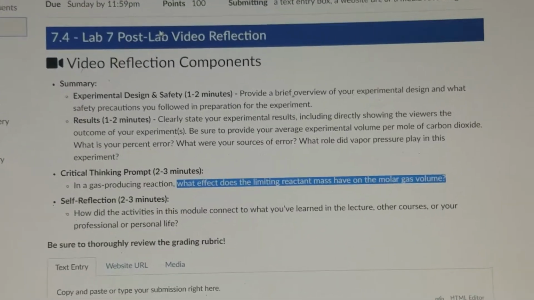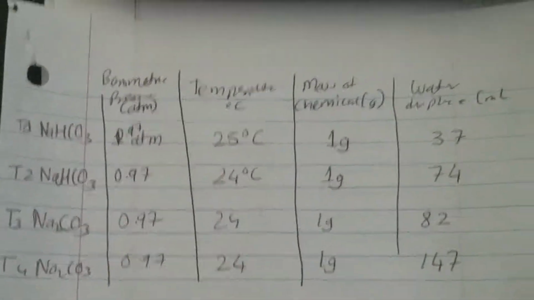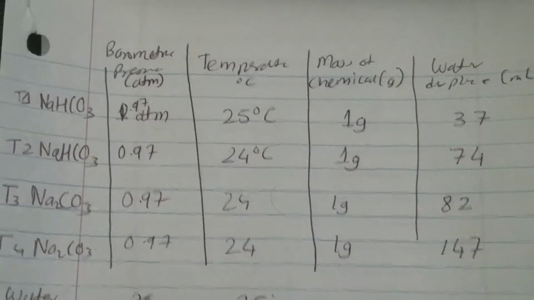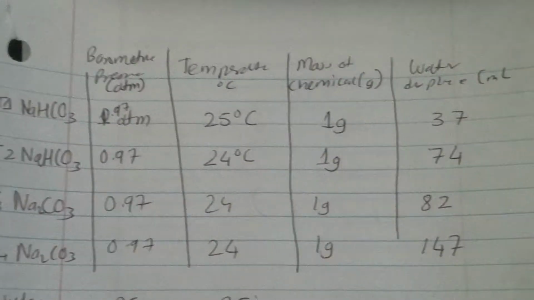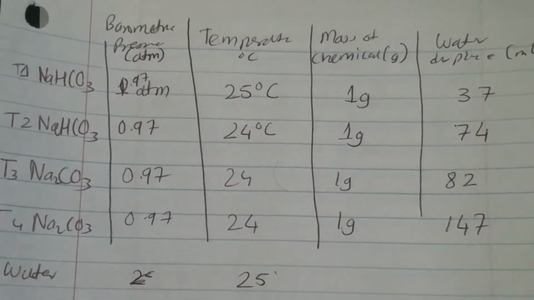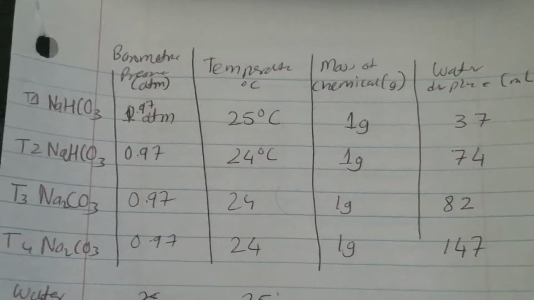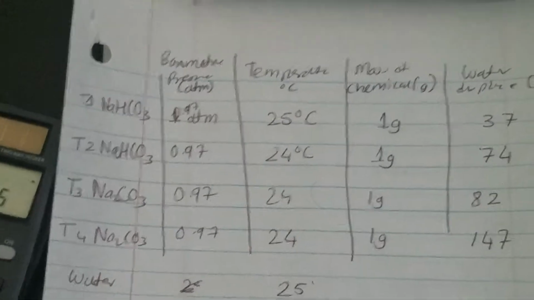Now, coming on to the results. So these are my results for 4 trials. The pressure in my area is about 0.97 atmosphere, since my city is located about 250 meters above sea level, and at this temperature, this is what the barometric pressure would be. Mass of the chemical was always 1 gram.